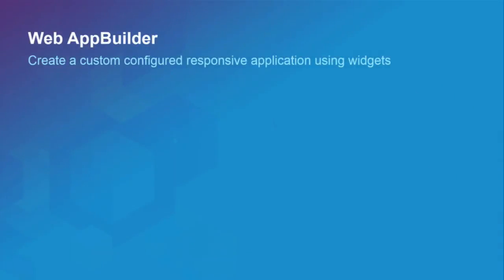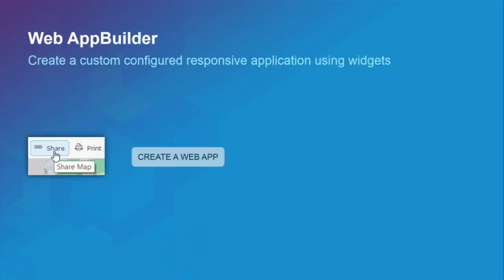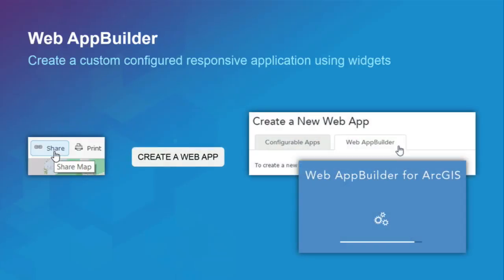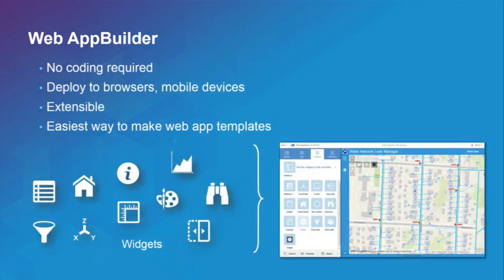So the workflow for interacting with the Web App Builder is fairly similar. You're going to click Share from the map viewer or create an app from My Content, and then you'll have the option on a separate tab to choose Web App Builder. So there's no coding. These apps are responsively designed, and as I mentioned, it's the easiest way to make a template. The real difference between Web App Builder and the configurable apps is Web App Builder allows you to create a custom application, whereas the configurable apps are built with a very focused purpose.